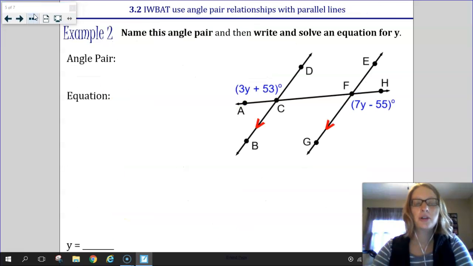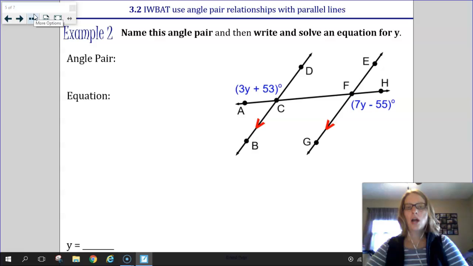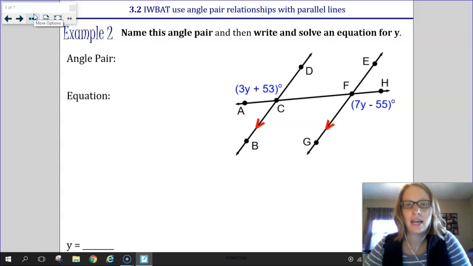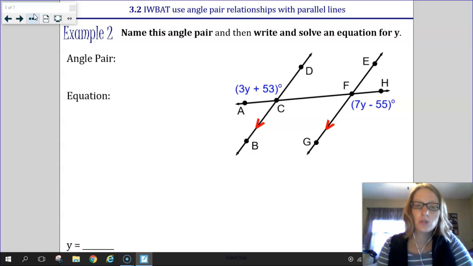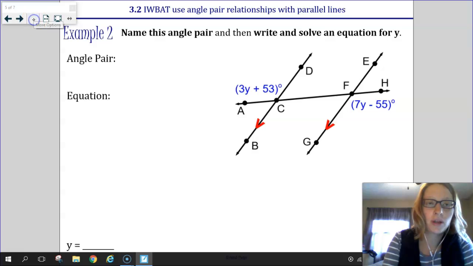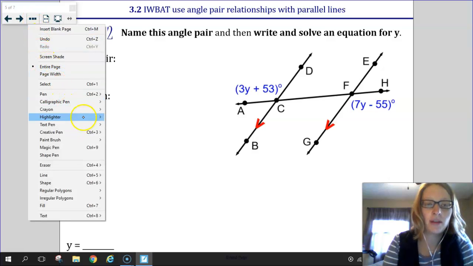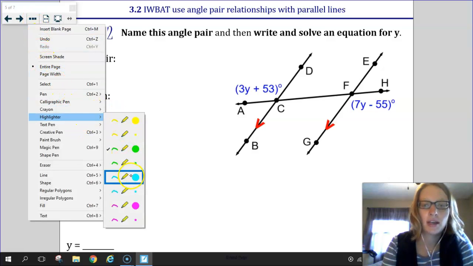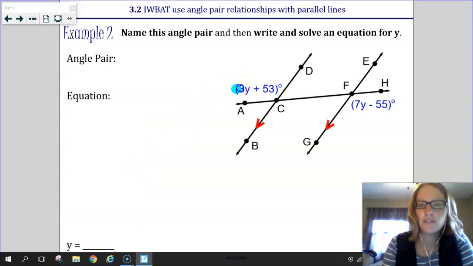Draw this picture in your notes for example number 2. Our goal here is to name this angle pair and then write and solve an equation for y. So I'm looking at this angle pair with the given expressions 3y plus 53 and 7y minus 55.